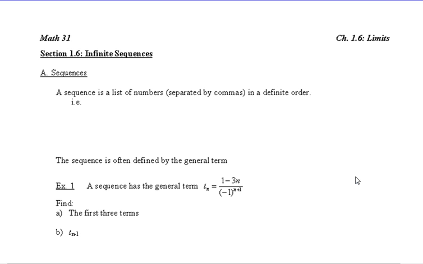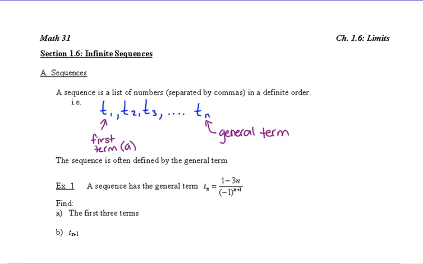Yay, everyone's favorite unit. A sequence is a list of numbers separated by commas in a definite order. So we have our T1 followed by the second term, followed by the third term, all the way to our general term. So T1 would be our first term, or we usually call that a. And T of n would be our general term, and that's where we get our formula. A sequence is often defined by a general term.